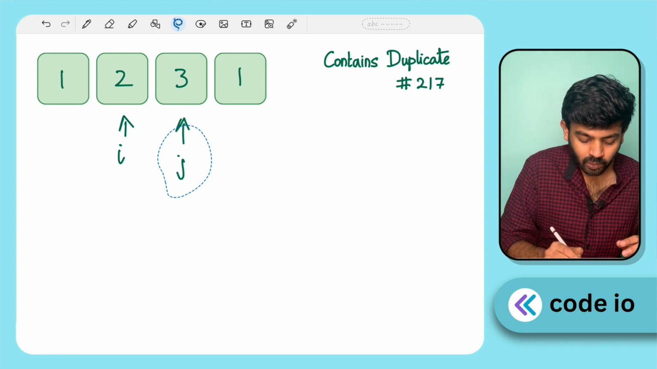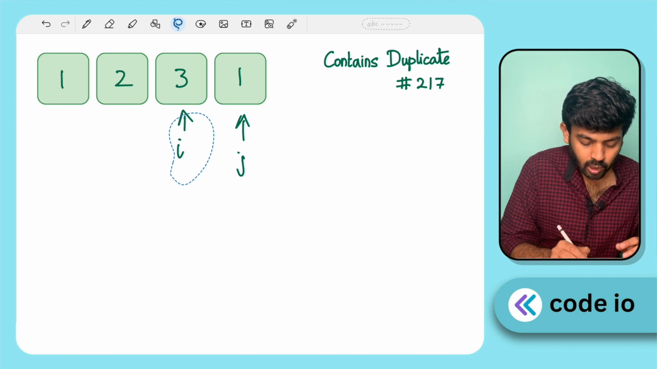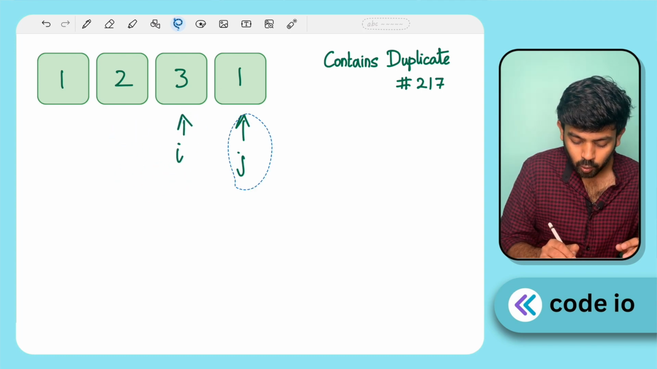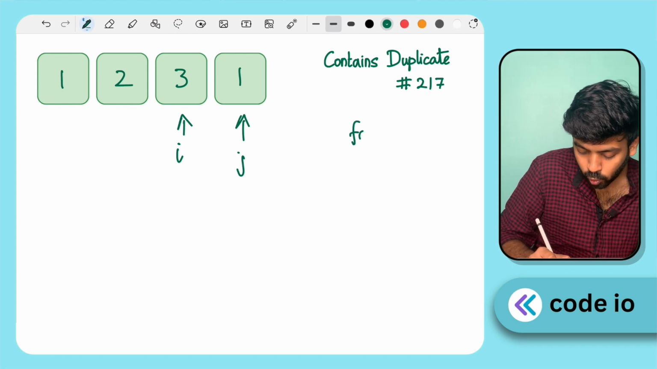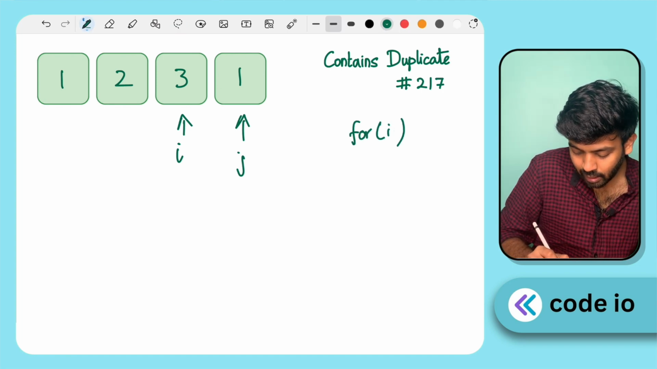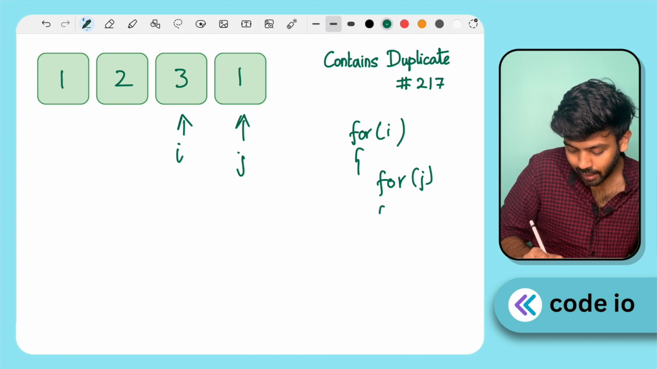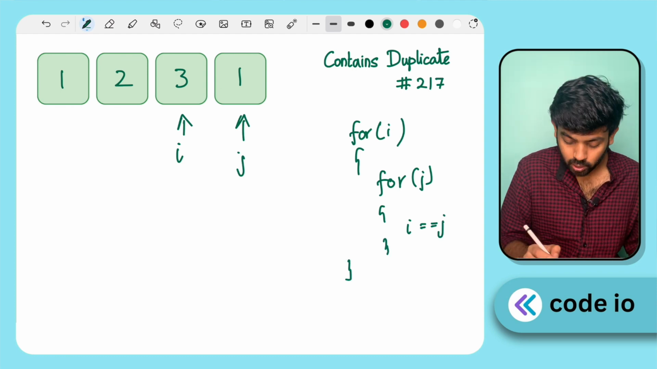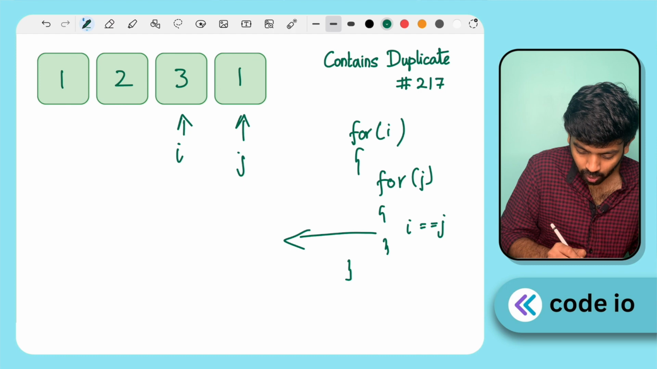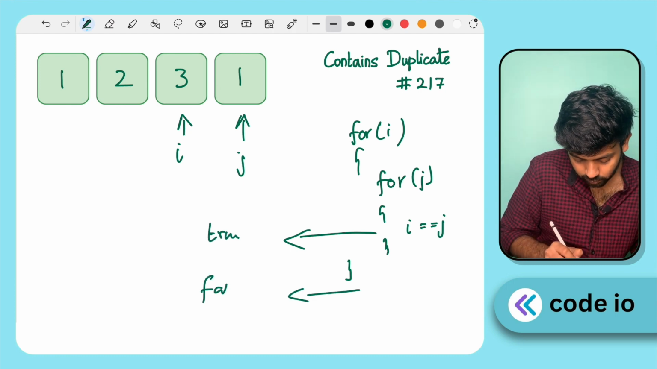So you would just iterate through all the elements to the right of i, and again move the value of i and check. Here it doesn't have any space to move. So for this you will have a for loop, which is an i loop, and inside that you will have a for loop which is your j loop, and inside that you are going to see if i is equal to j. In that case, it means that you have a duplicate, and you will return true. If not, you will return false.